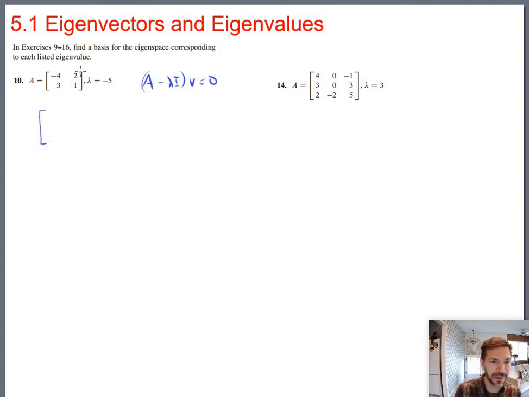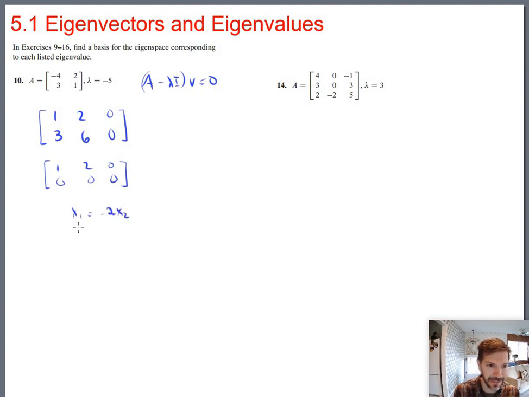I'm going to jump straight to the augmented matrix, then we'll row reduce. So negative 4 minus negative 5, so negative 4 plus 5 would be 1, 2, and then augmented with 0, 3, 1 minus negative 5, 1 plus 5 is 6, 0, and there I can see I'm going to have a free variable when I reduce. So 1, 2, 0, 0, 0, 0 is the reduced version of A minus lambda I. And the solution to that I can see is x1 equals negative 2 x2.